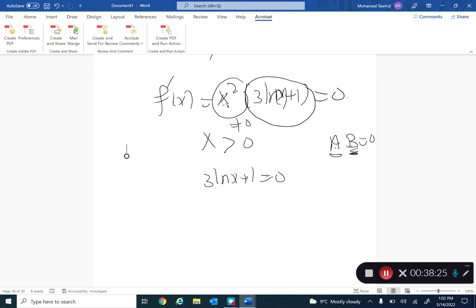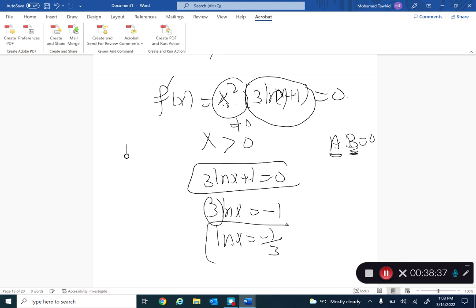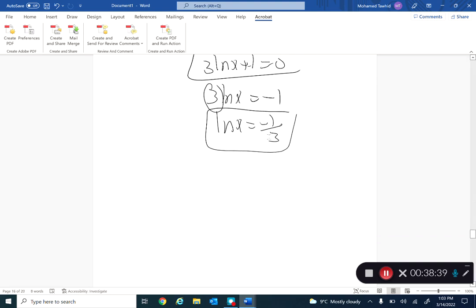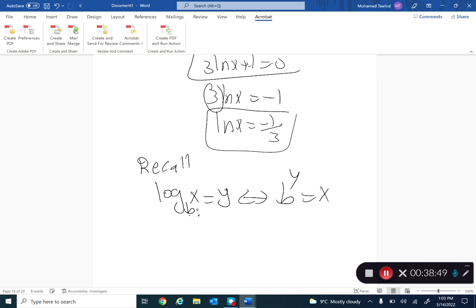So here, how to solve this one? 3 ln x, take 1 to the other side. You must have here 3 ln x equals negative 1, so ln x equals negative 1/3. How to solve this one? You have to recall here, guys: if log base b of x equals y, then b to the power y equals x.